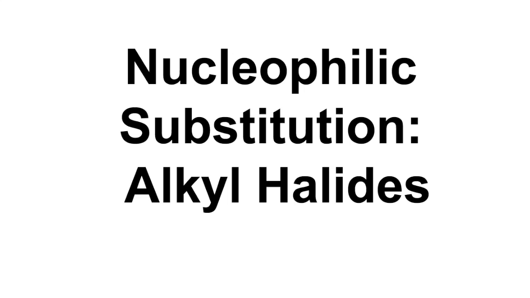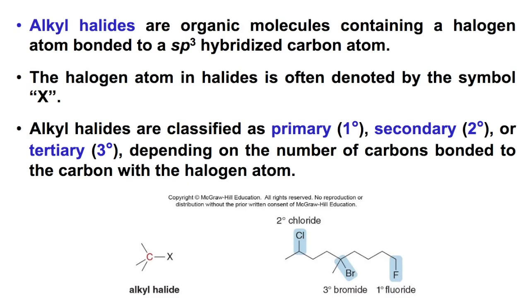Today we start a new chapter in substitution reactions. But before we jump into the reactions, we should get familiar with the elements that are going to be part of them. An alkyl halide is a molecule that contains a halogen atom bonded to a carbon.